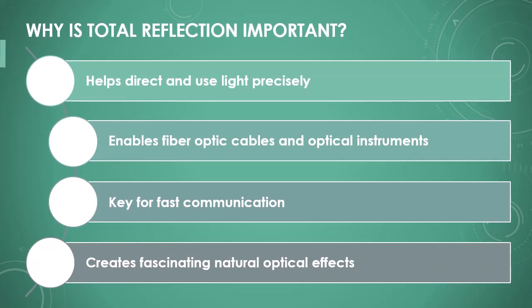Total reflection helps us direct and use light precisely. Without it, many technical devices like fiber optic cables or optical instruments would not be possible. It enables fast communication and precise light control. In nature, it creates fascinating light effects and optical phenomena.